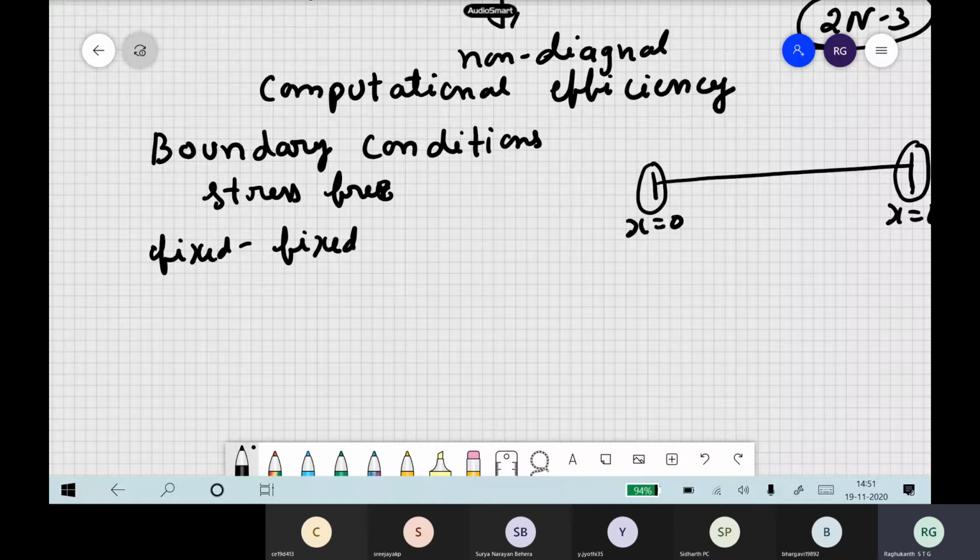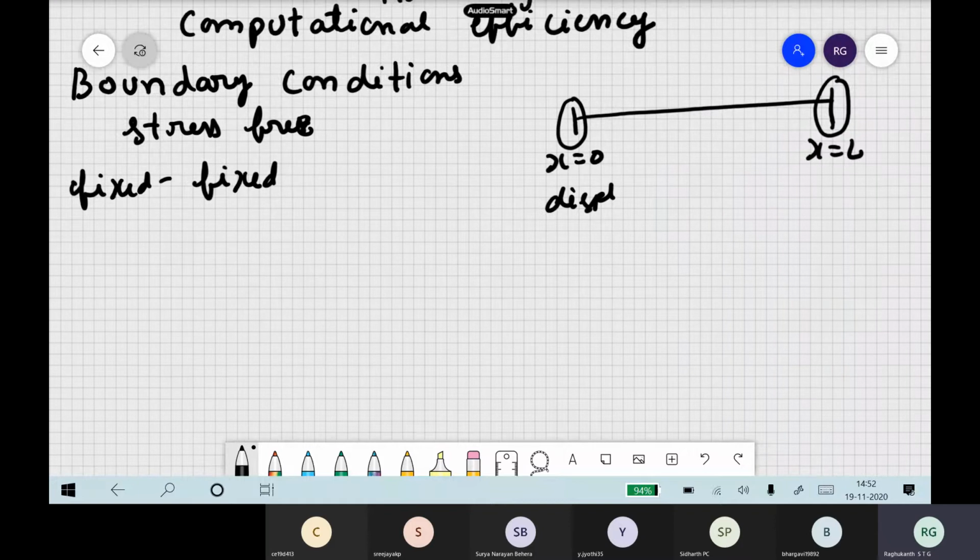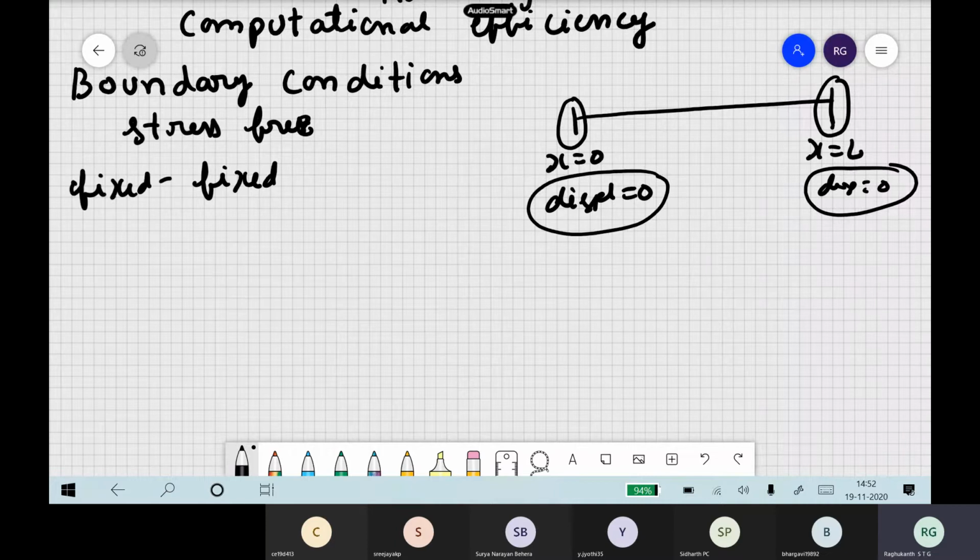So fixed means what will be 0? When the edges are fixed, what will be 0 at a fixed end? Displacement will be 0. So this will be 0 itself. Now how do you represent this in finite elements? This is spectral elements. So what do you have to do in spectral element when displacement is 0 at this node and displacement is 0 at this node?